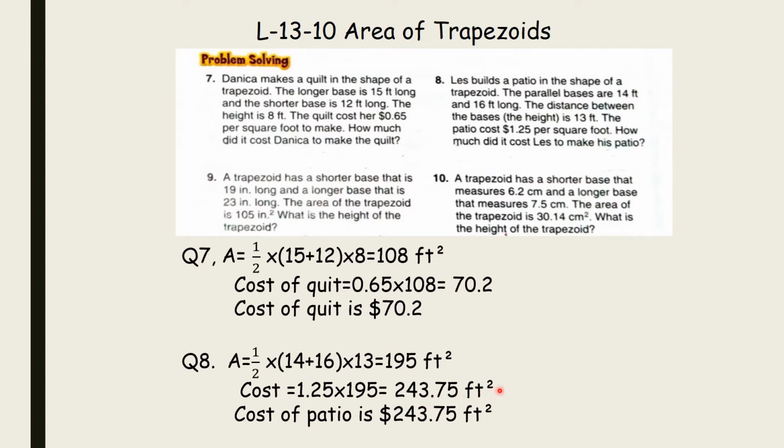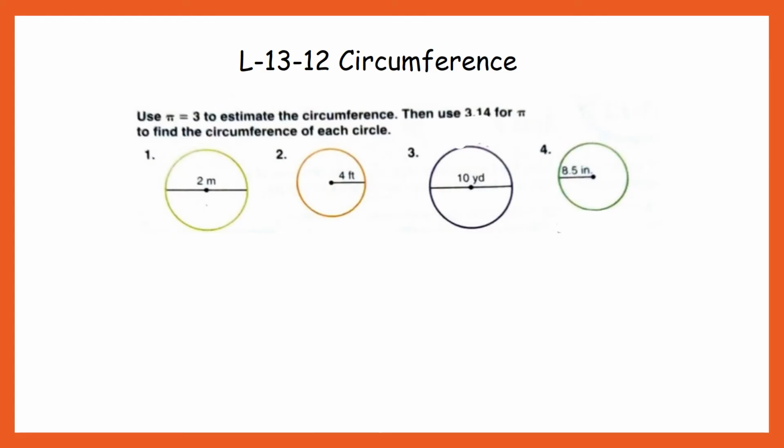243.75 feet square. That the cost of the piatto is $243.75. I think this lesson is clear for you. Now you can solve questions 1, 2, 3, 4 in this one. This is your book question.